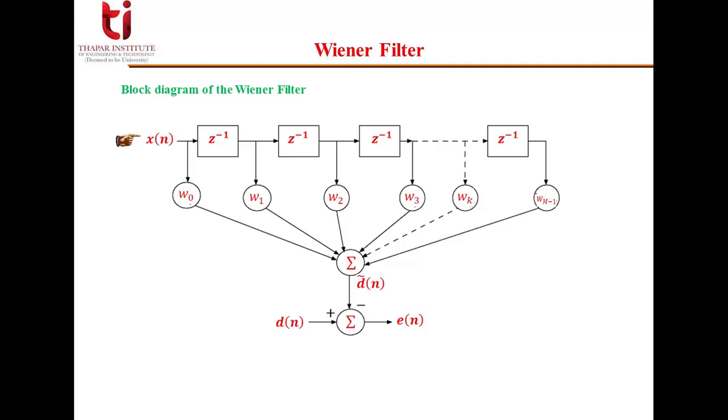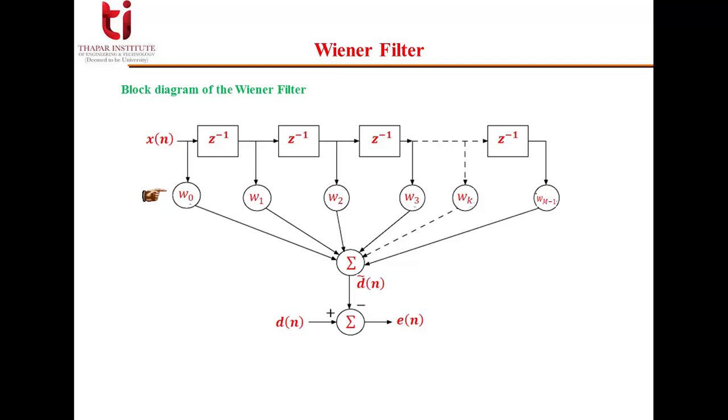We pass this signal through a tap delay line filter, which is a kind of FIR filter. From this, we get the present as well as some past values of the signal, that means xn, xn minus 1, with the help of these delay elements. They are then multiplied with respective weights. As you can see, xn is multiplied with W0. Similarly, up to the last, xn minus m plus 1, is multiplied with Wm minus 1.